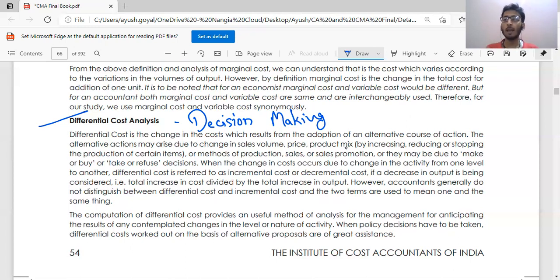Suppose you buy that machinery for 1 lakh, and you estimate the resale price of the machinery to be 90,000. So what would be the relevant cost for the machinery? I'll tell you the concept of relevant cost as well.